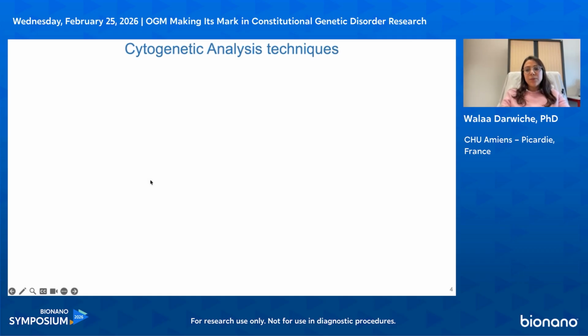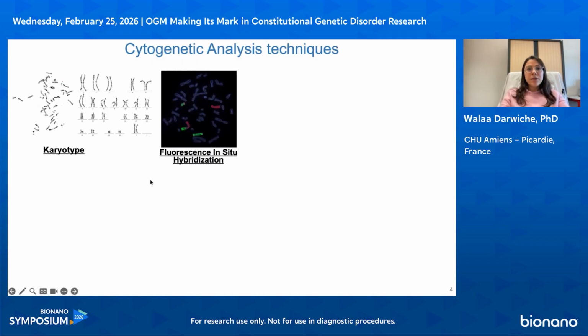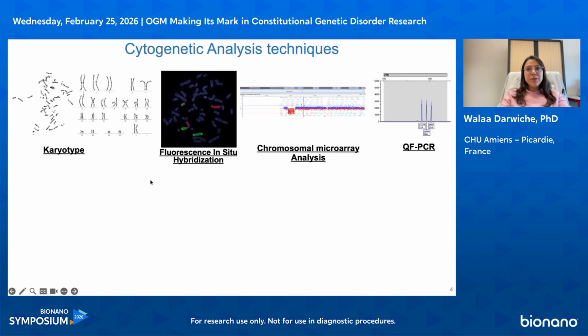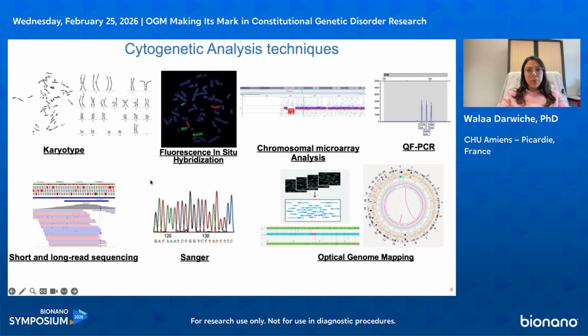To identify these abnormalities, we use in our lab several complementary techniques such as karyotyping, fluorescence in situ hybridization, chromosomal microarray analysis, qFPCR for aneuploidy detection, short and long read sequencing, Sanger sequencing, and more recently, optical genome mapping. I will not go into technical details about how optical genome mapping works today, but it's a technique that analyzes ultra-high molecular weight DNA in order to detect translocations and copy number variation.